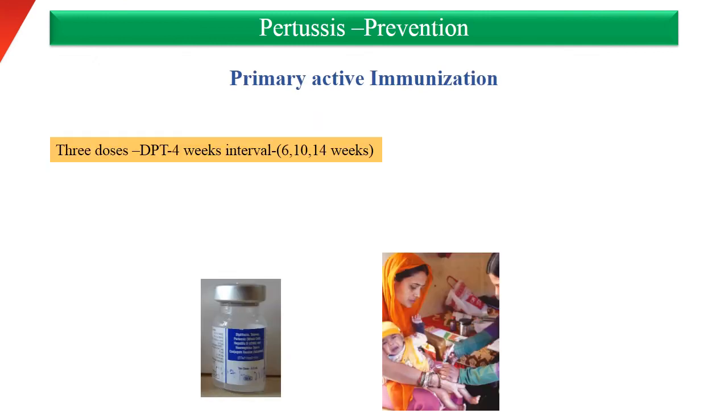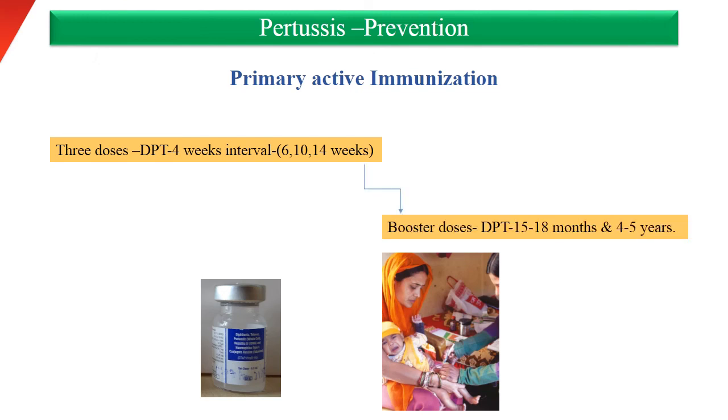It is a vaccine preventable disease, and vaccines are already available under the universal immunization program. In the schedule it is there as DPT, and nowadays it is mixed in the pentavalent combination. So 3 doses of DPT at 4 weeks interval, or the pentavalent at 6, 10, and 14 weeks. Along with that, booster doses need to be administered at 15 to 18 months and 4 to 5 years. So 2 booster doses and 3 shots at 6, 10, and 14 weeks.